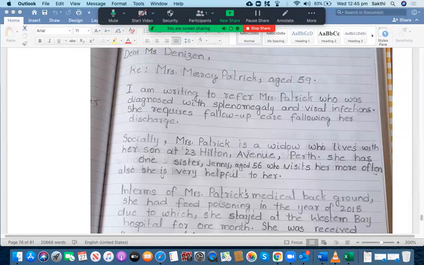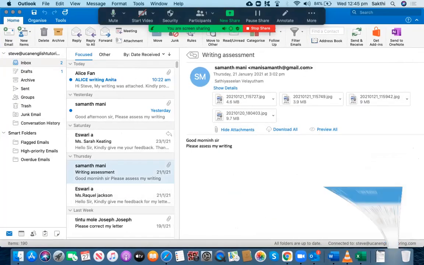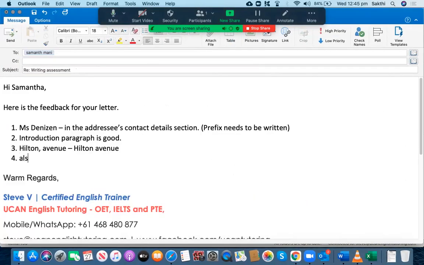Third, she has one sister, Jenny, aged 56, who visits her more often. Also, she is very helpful, and she is very helpful to her. Instead of writing also, you could have used and she is very helpful. Also could have been replaced with and. Okay.